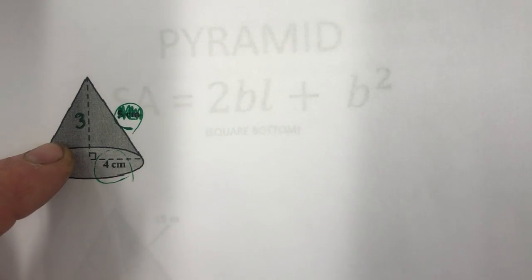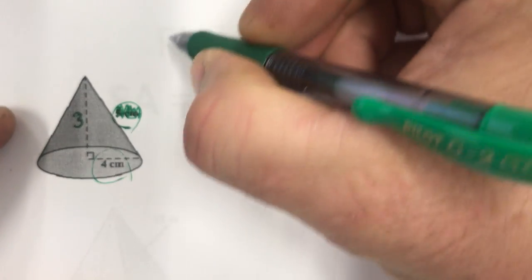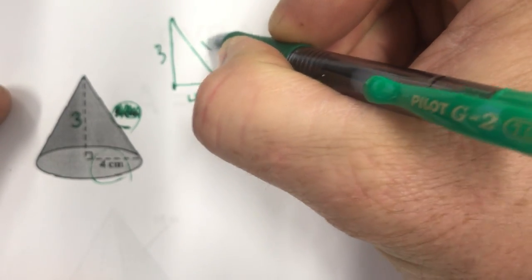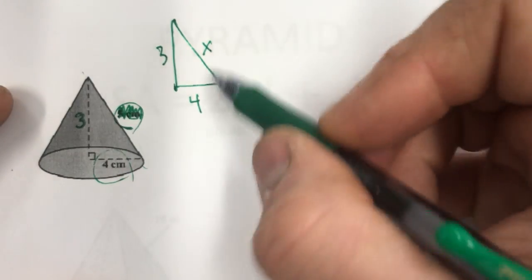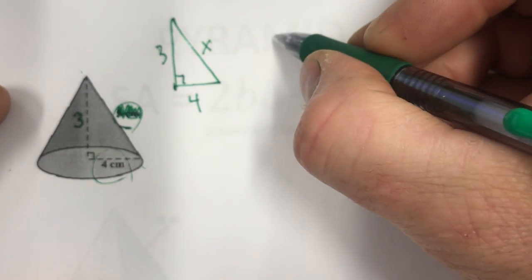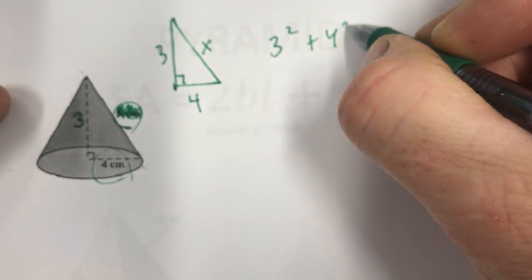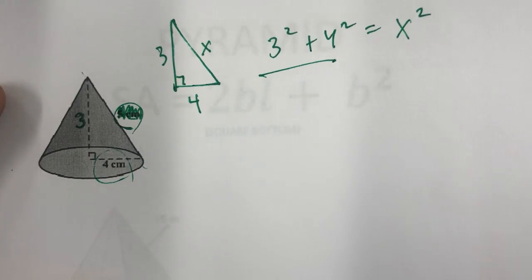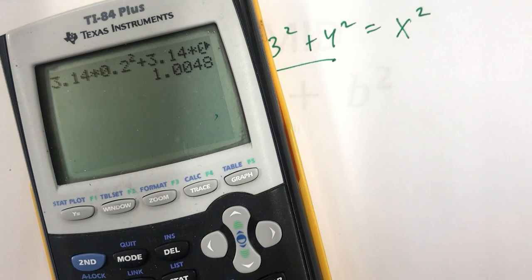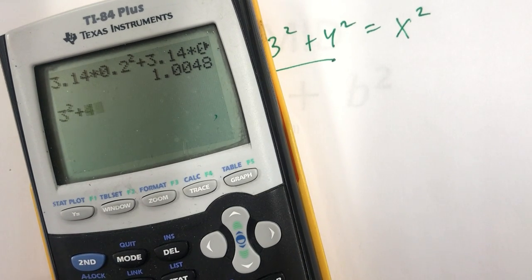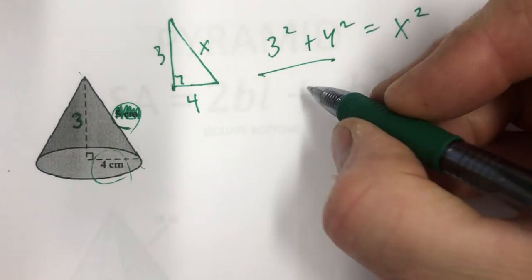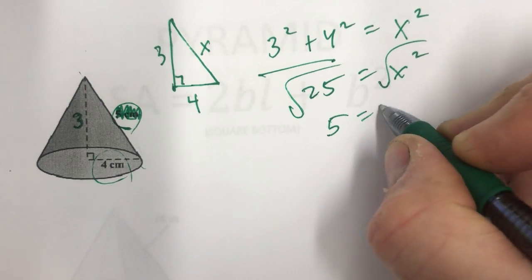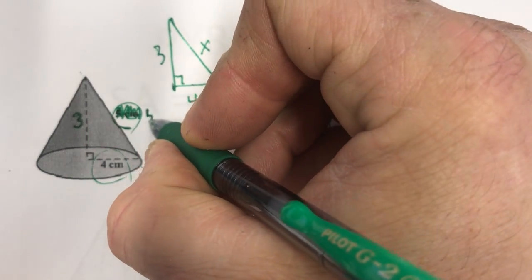Okay, when you have the height, we need to use this triangle here. See, we've got this right triangle. This is 4, this is 3. We need to figure out what the slant height is, which is this hypotenuse. So we can use the Pythagorean Theorem. 3 squared plus 4 squared equals x squared. If I punch this in, 3 squared plus 4 squared, look at that, it's 25. And so if I square root, there you go. X is 5. So this slant height is 5.